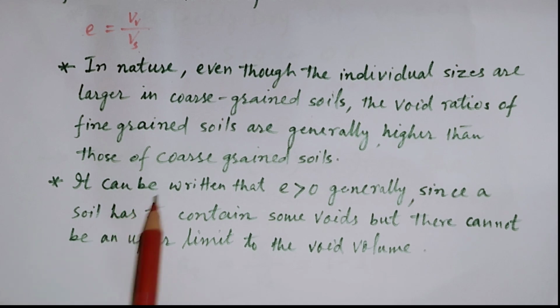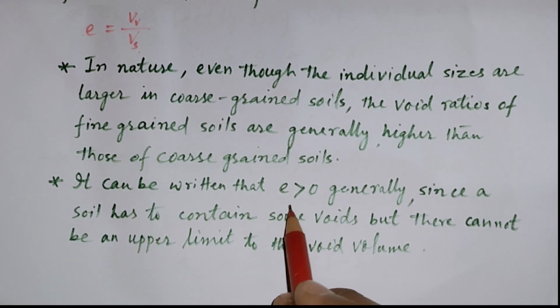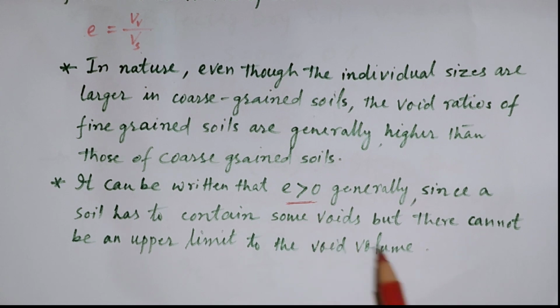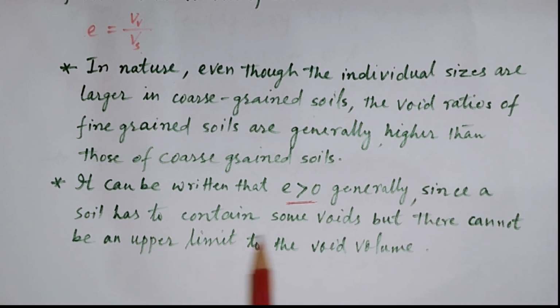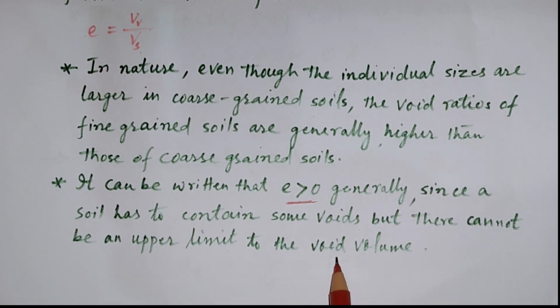It can be written that e is greater than 0. Generally, since a soil has to contain some voids, but there cannot be an upper limit to the void volume.